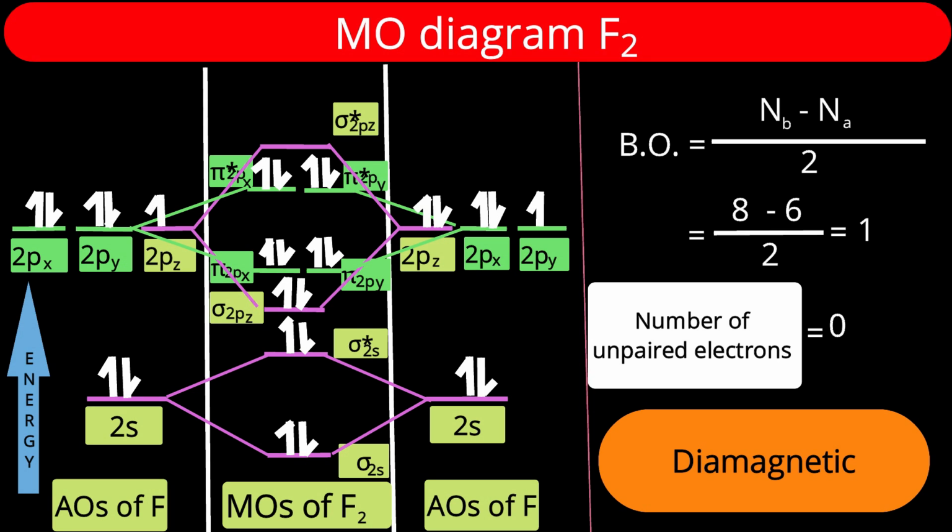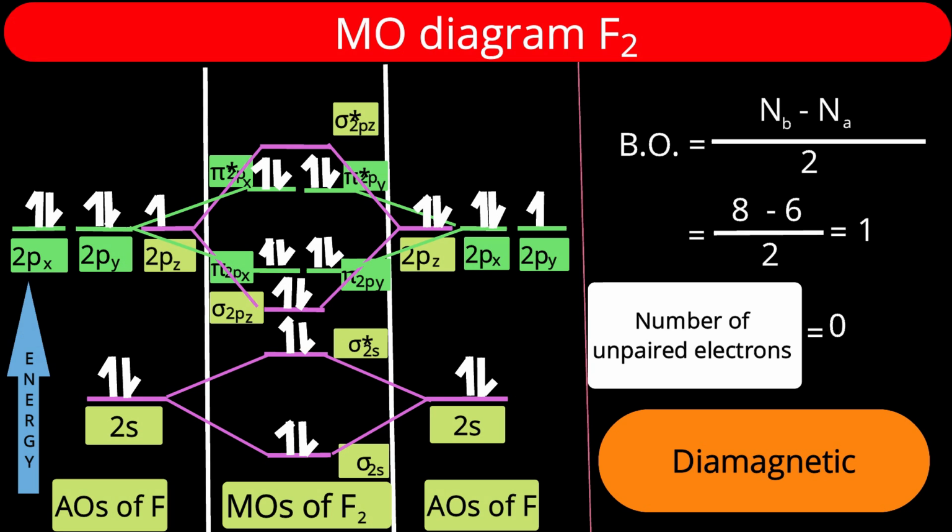Sigma 2pz should be of low energy. Yes, it is of low energy, but that was not the case in diatomic molecules with low atomic number, maybe lithium, beryllium, boron, carbon, nitrogen. Here, the systematic, usual, expected MO diagram is there. The reason is the energy gap between the 2s and 2p.